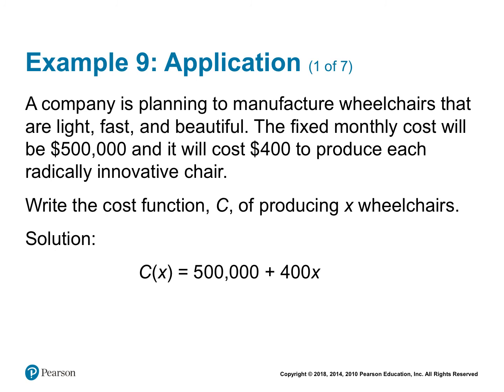Okay, we'll finish with an application problem. A company is planning to manufacture wheelchairs that are light, fast, and beautiful. The fixed monthly cost will be $500,000 and it will cost $400 to produce each radically innovative chair. Write the cost function. So the cost equals $500,000. That's the monthly cost that's fixed. Then $400 each. That's why we have an x here.